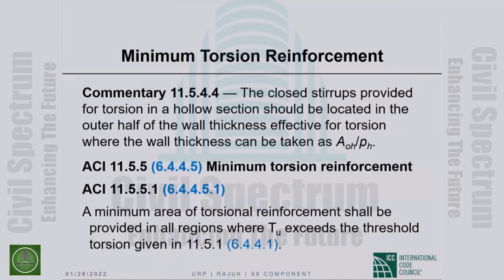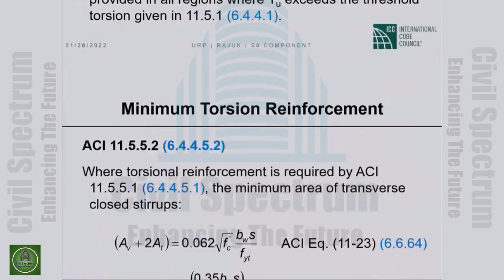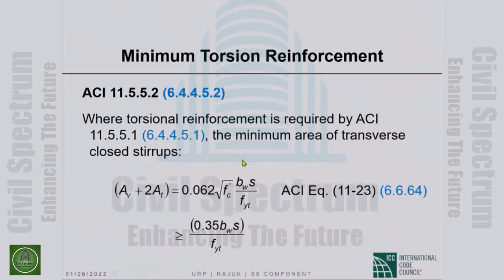A minimum area of torsional reinforcement shall be provided in all regions where T sub U exceeds the threshold torsion. This is extremely important: minimum area of torsional reinforcement wherever T sub U exceeds the threshold torsion. The minimum is pretty much the same as the minimum shear reinforcement, same or similar expressions, but here it is 2 legs of torsional reinforcement and the shear reinforcement area.